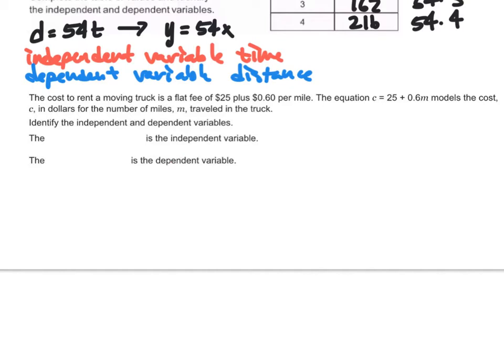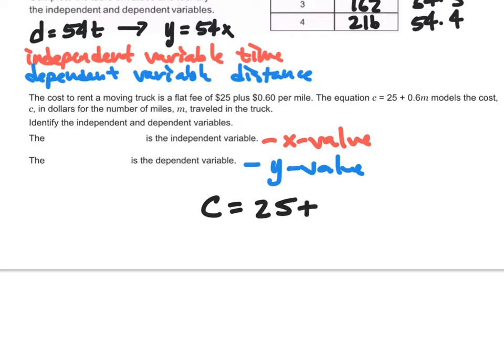All right, so let's recap real quick. Let's think about independent variable. That means x value, right? Dependent variable means y value. Now, it's kind of hard when you have this equation, C is equal to 25 plus 0.6m, okay? Now, what I would normally do, guys, you have to think about this: the cost depends on what? The cost of this truck depends on the miles that you travel, right? The more miles you travel, the more the cost is going to be, right?